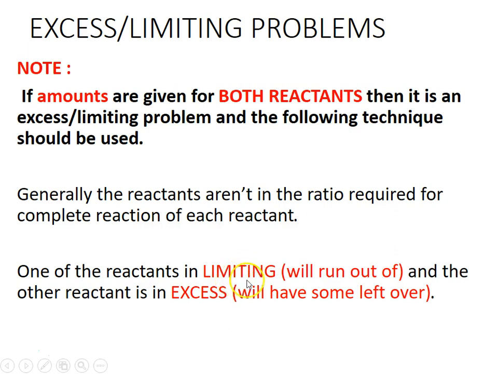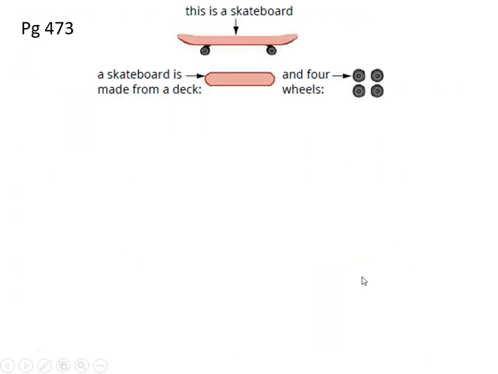So one of them is going to run out first, and the other one you'll have some left over, because once you've run out of one of them the reaction will stop. So we call the one that you run out of the limiting reactant, and the one that you have too much of and have some left over when the reaction stops, we call the excess.